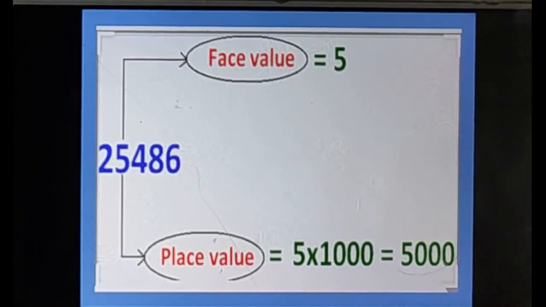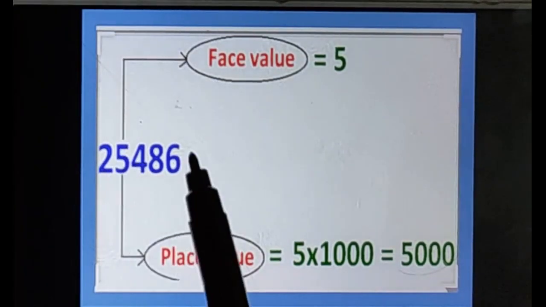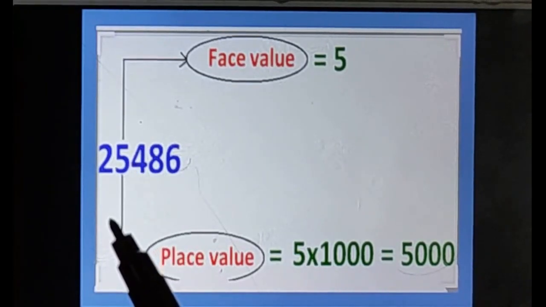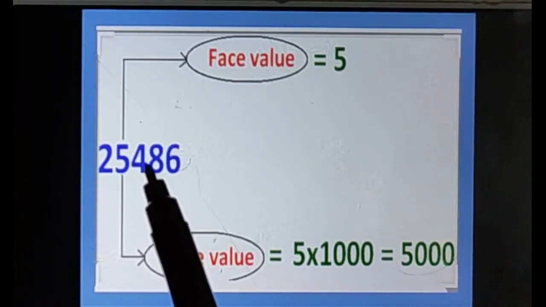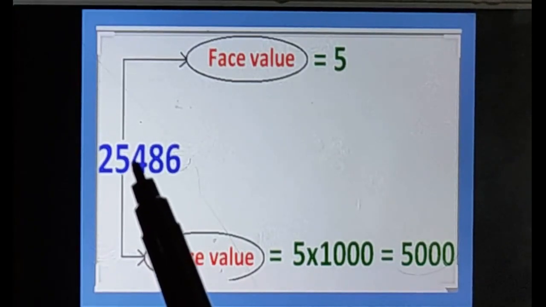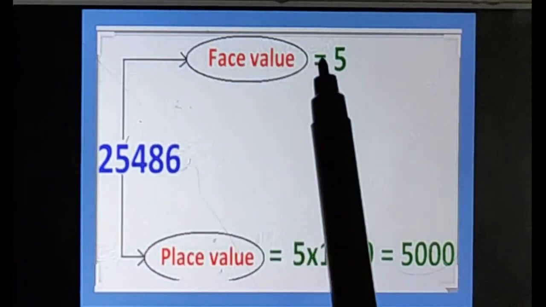So how to find the face value now? If you have to find, say in this case, the face value of 5, then as I have told, it's a number, wherever it is, whatever the digit it is, you have to write that only, not the position here. So directly we'll write the 5 here.